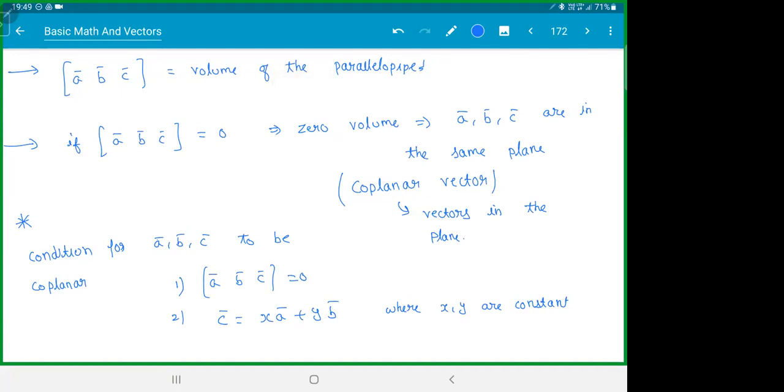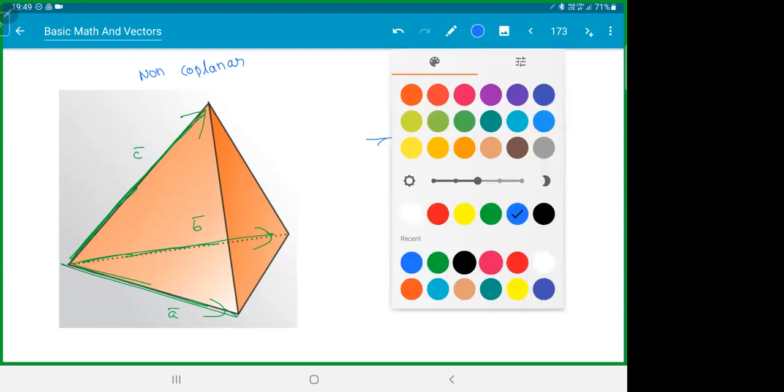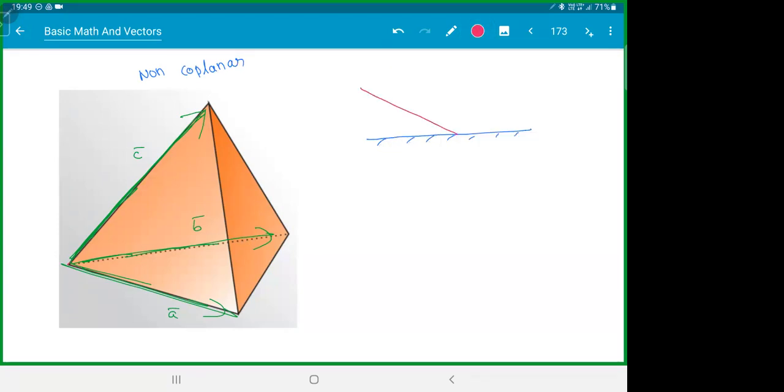Any doubts on this? Example of coplanar. Let's say you have a mirror, and you send a light ray like this, and the light ray bounces off. This is your normal vector, this is your incident vector, and this is the reflected vector.